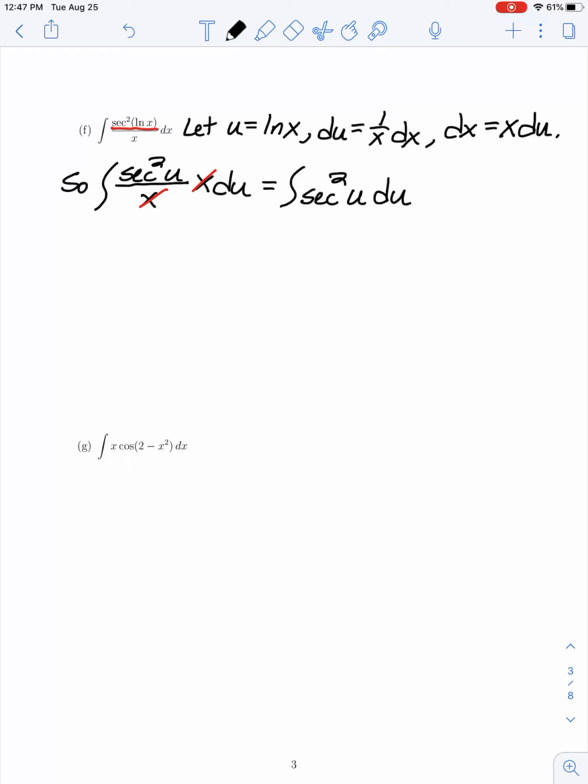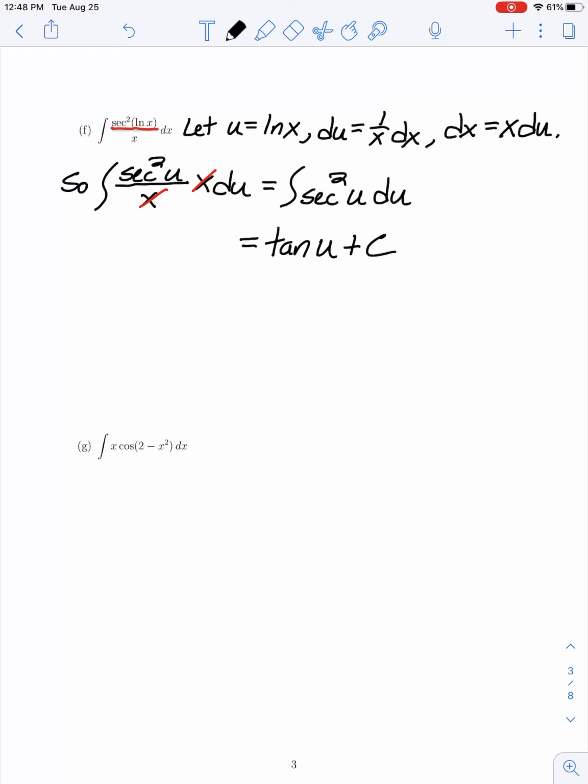To integrate secant squared, there's a few ways we could do it. The easiest approach is to recall that the derivative of tangent of a variable is secant squared of that variable. For instance, the derivative of tangent x would be secant squared x. So the antiderivative of secant squared u is simply tangent u plus some constant c.